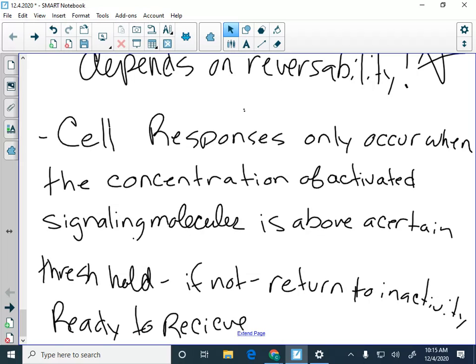So if we don't have enough signaling molecules, so if whatever signaling molecules our receptor tyrosine kinase releases, if there's not enough of them, even if there's some of them, we won't get our cellular response.